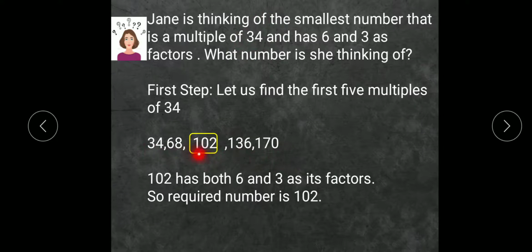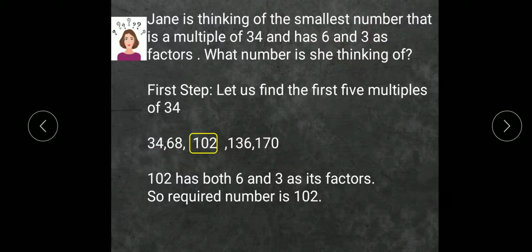Now 102 is the only number which is divisible by 6 as well as 3. Yes, I have applied the divisibility rule here. So my particular number should be divisible by 6 as well as 3. So what is the divisibility rule for 6 and 3? Yes, for 6 it should be divisible by 2 as well as 3. So I can say that all the numbers are divisible by 2. Now I have to see whether the numbers are divisible by 3 also.